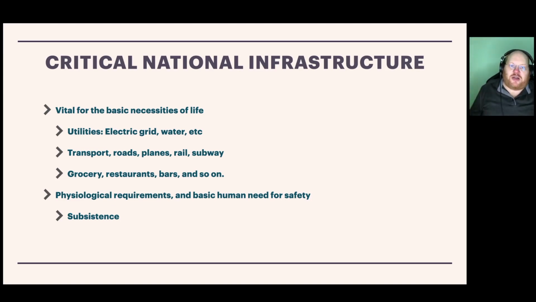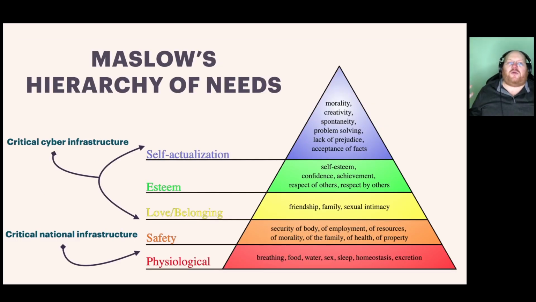So this critical national infrastructure is fine if we're talking about the basic necessities of life: your utilities, your transport, your groceries, that sort of thing. It's these physiological requirements. That's A-okay, but it's not what we need to self-actualize as human beings.